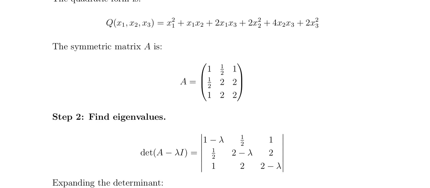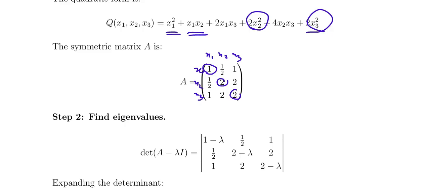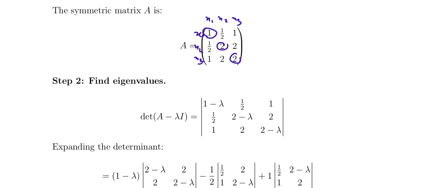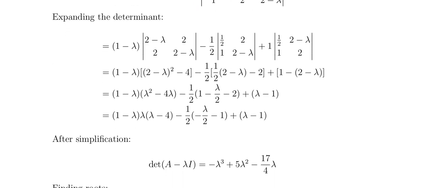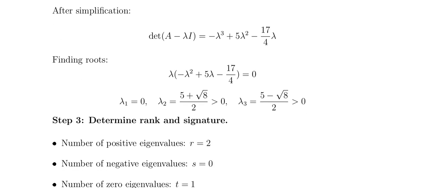For the next quadratic form in x1, x2, x3, the corresponding matrix has the coefficient of x1 square, the coefficient of x2 square which is 2, and the coefficient of x3 square which is 2. The x1 x2 coefficient has to be halved, so 1 by 2, and the x2 x3 coefficient is also halved. To find its eigenvalues we need to find the characteristic equation. From this we can find the eigenvalues.